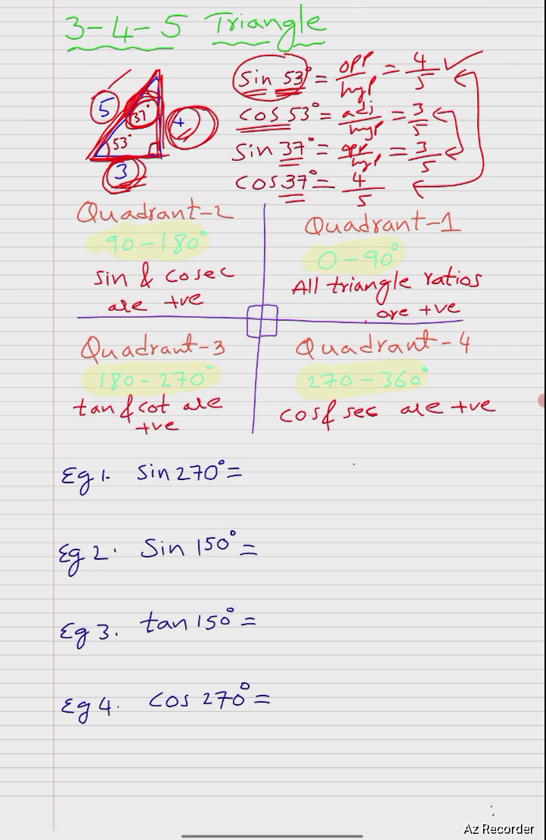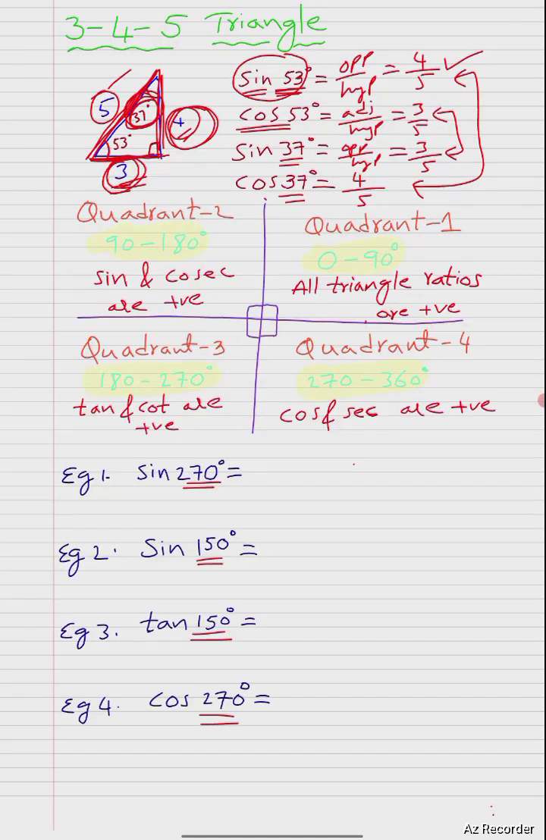Okay. Now, so far we have seen the common angles 0, 30, 45, 60, 90 degrees, and also 37 degrees and 53 degrees. Now, what about other angles like 150 degrees and also 270 degrees? How to deal with such angles? Now, to calculate sine 270 or sine 150, for such values we have to look at the quadrant method.